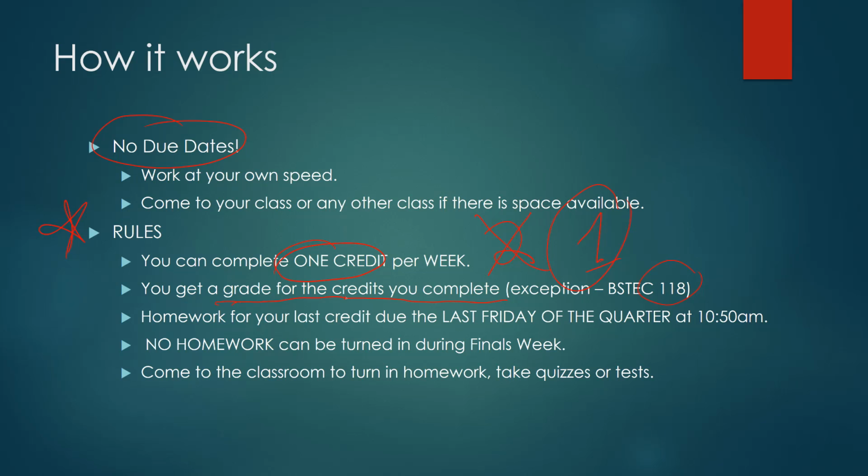There are also some rules about when you can turn in homework for your last credit. Homework for your last credit can be turned in no later than the last Friday of the quarter at 10:50 a.m. This is really important because sometimes the last day of the quarter is Monday. Sometimes you think you can turn homework in on Monday because it's the last day of the quarter, but homework for your last credit is due on the last Friday of the quarter at 10:50 a.m.